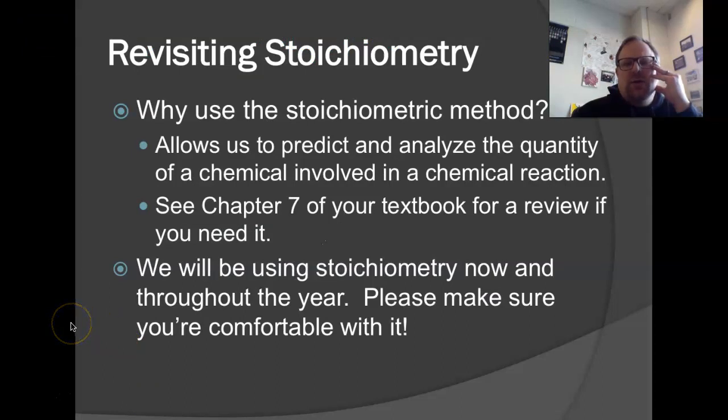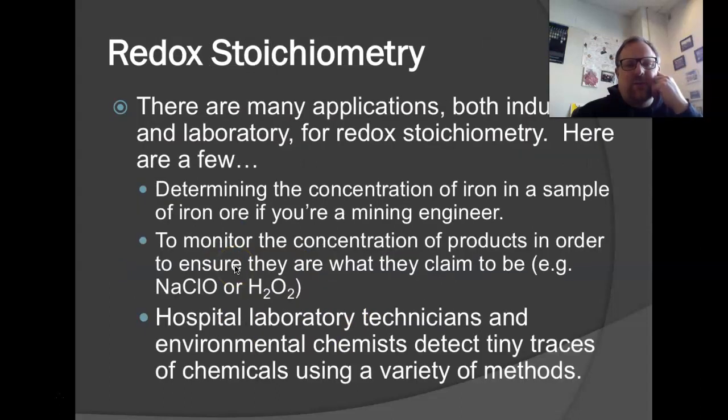So just a reminder, if you don't remember how to do stoichiometry, it might be a good idea to go back to chapter 7 of your textbook and have a look at that again. Basically, we use stoichiometry to predict and analyze the quantity of a chemical involved in a chemical reaction. In this section, we're often going to be calculating the concentration of a chemical using a standardized solution of some sort. So we're going to go through it again. If you don't remember, maybe take a bit of a rewind back into Chem 20 stuff in your textbook, or maybe you saved your notes, and dig through that again.